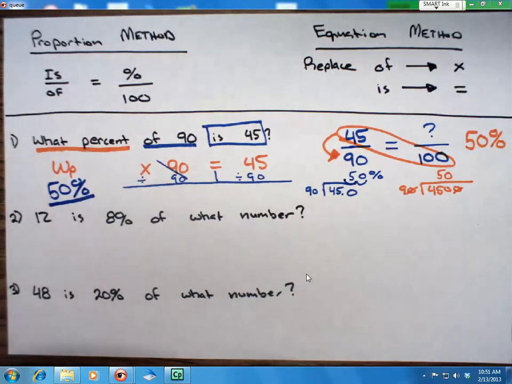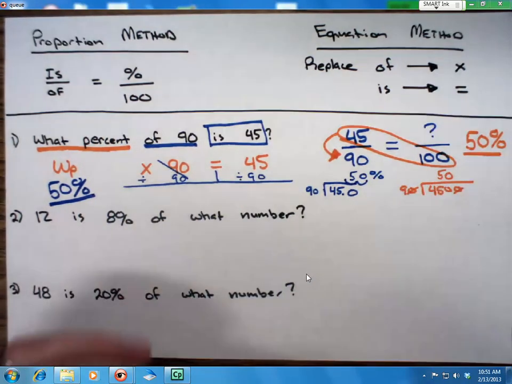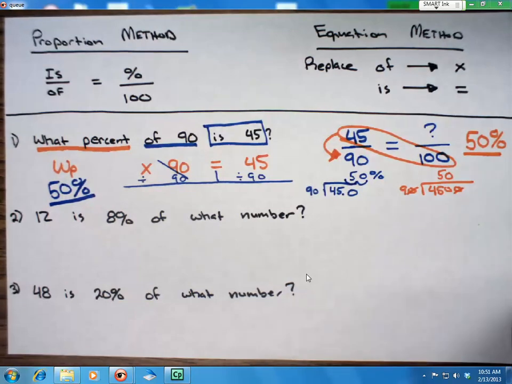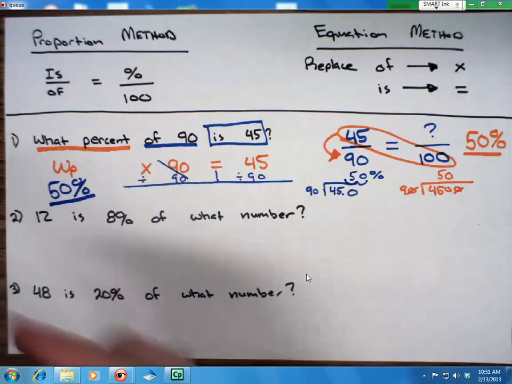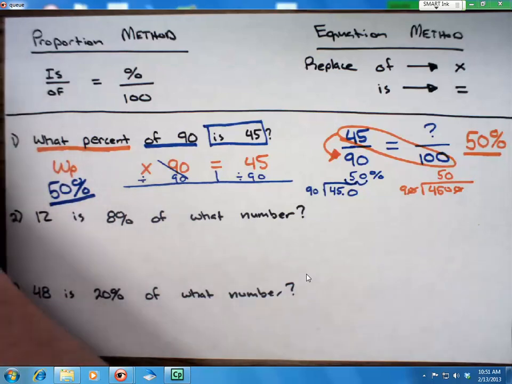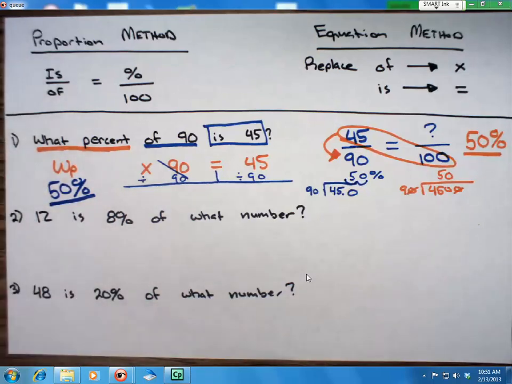Either way gets you the correct answer. Doesn't matter which way you want to do it. Either way, we'll give you the right answer.